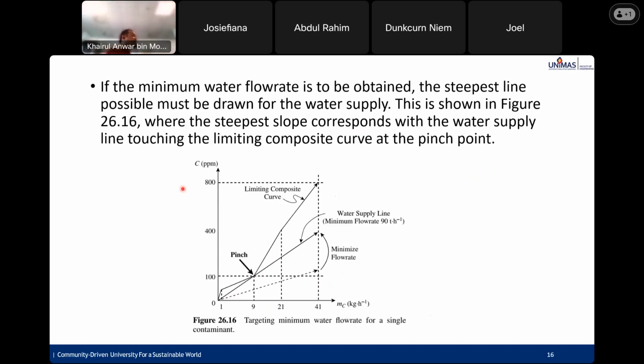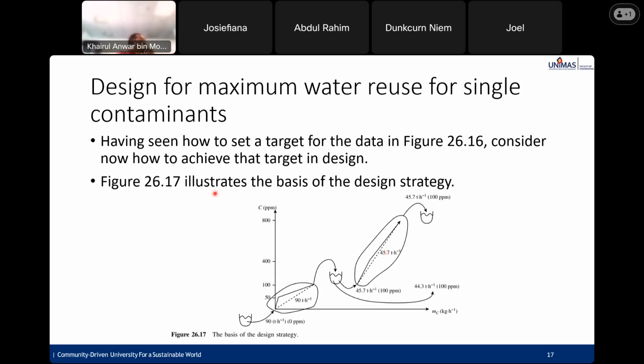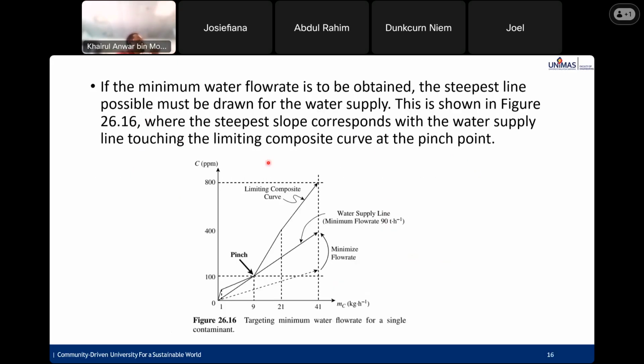If the minimum water flow rate is to be obtained, the steepest line possible must be from this line. This is shown in figure 26.16, where the steepest slope corresponds with the water supply line. Okay. So now you know how to find the minimum flow rate, and how to know each point.